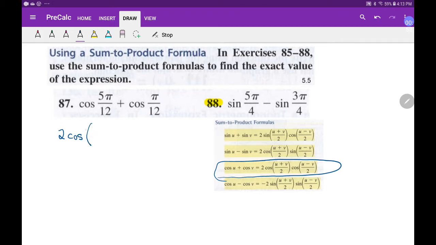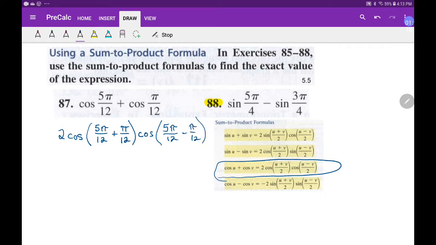I'm going to say 5 pi over 12 plus 1 pi over 12. That's the u plus v. And then times, not anything else in there, like I tried to do before, cosine of the same order. U take away v. 5 pi over 12 take away 1 pi over 12.